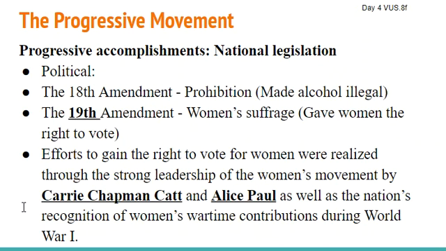Next, we're going to talk about some more amendments. The 18th Amendment was called Prohibition. It made alcohol illegal. I know you guys are thinking, but there's alcohol today. But during this time, they made alcohol illegal with the 18th Amendment.